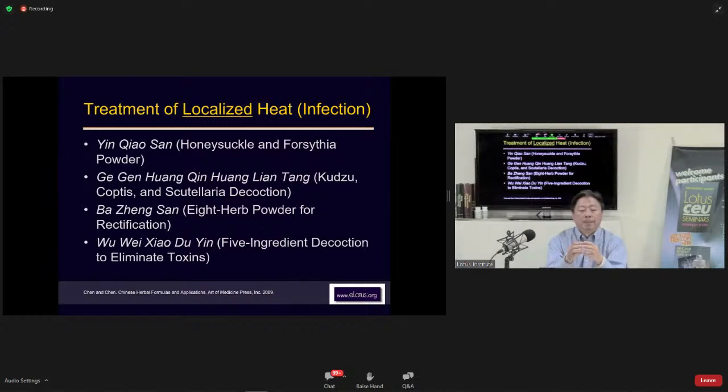And once you know what the formula is, it's quite easy to make a differential diagnosis and apply and use this formula. Okay, and the last one is called Wu Wei Xiao Du Yin, which literally means the 5-ingredient decoction to eliminate toxins. So this formula has 5 main ingredients, and toxin refers to infection or inflammation in which there is pus or abscess or discharge. And this formula application-wise is best for infection that affects the superficial parts of the body. So it's historically most effective for snake bite, insect bite, cellulitis, and abscess that affect the skin level.